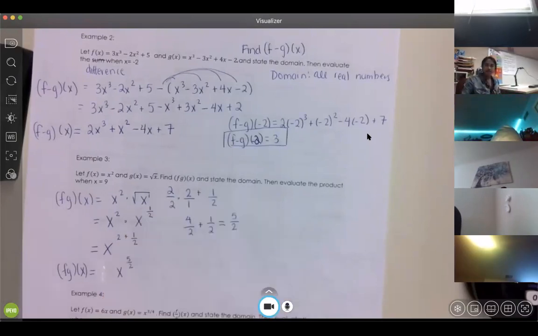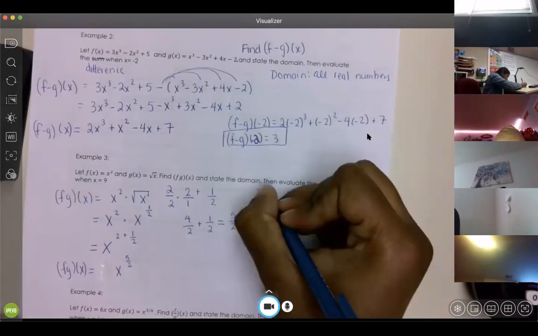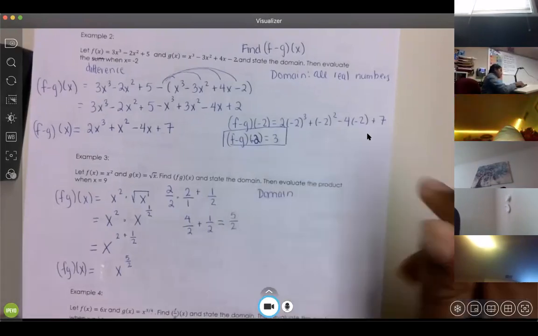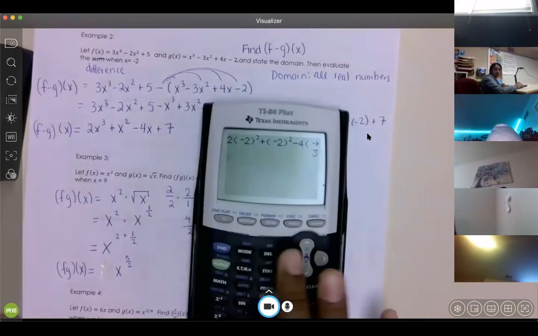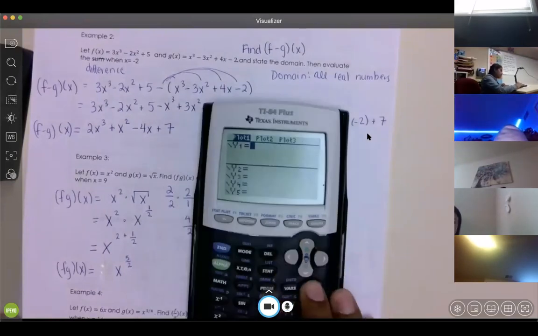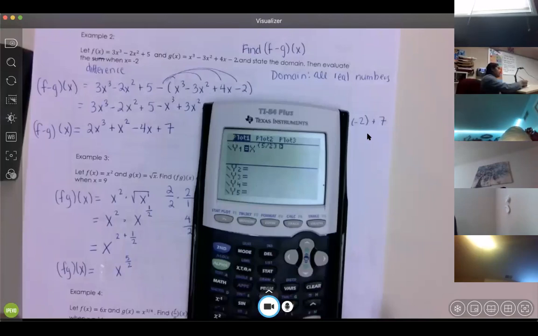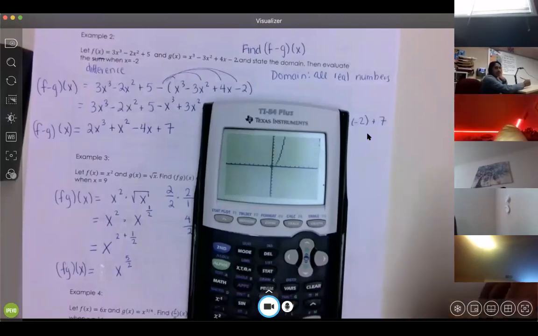All right, let's go ahead and find the domain. To find the domain, I'm going to need to use my graphing calculator. So go to y equals, clear out your old stuff, and type in x raised to the power, put parentheses, 5 divided by 2, close your parentheses, and then graph it. So there's your graph.